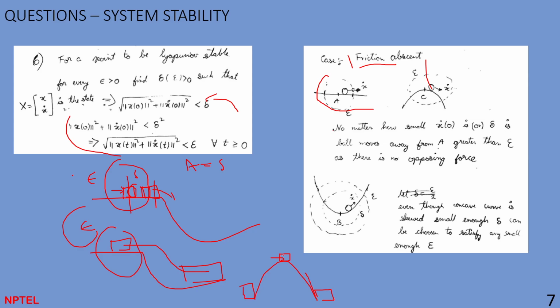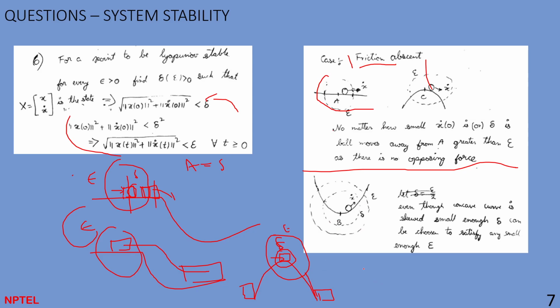Let's say this is eta and this is epsilon. It's far away from that. Even if friction is present or absent, it will fall from this peak. So there is no opposing force. So the C point, which is at the peak, is unstable because it is going outside the boundary.